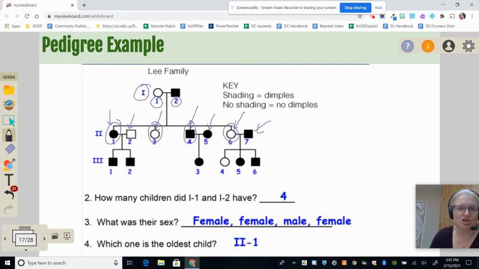And which is the oldest child? The oldest child, remember we mentioned, is always on the left-hand side. So II1 is the oldest child.